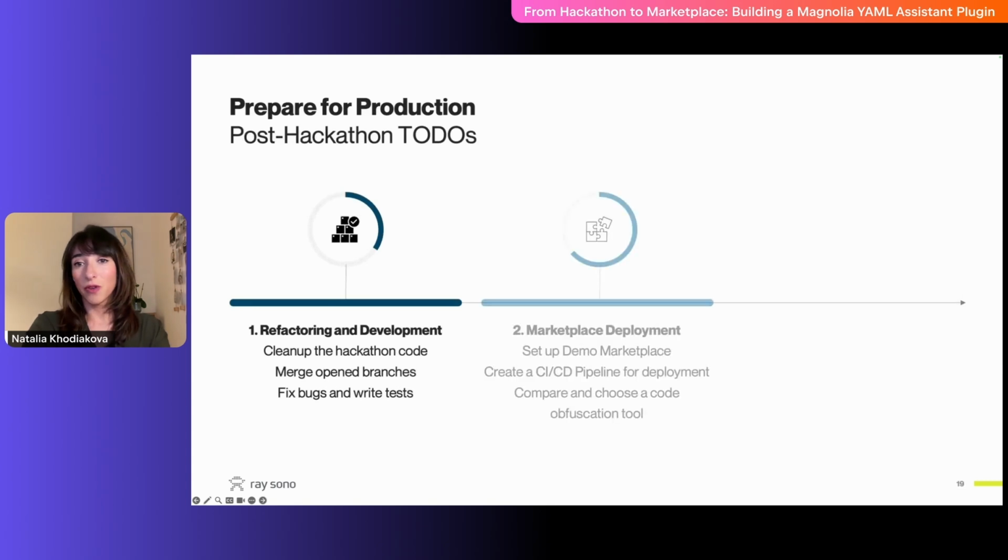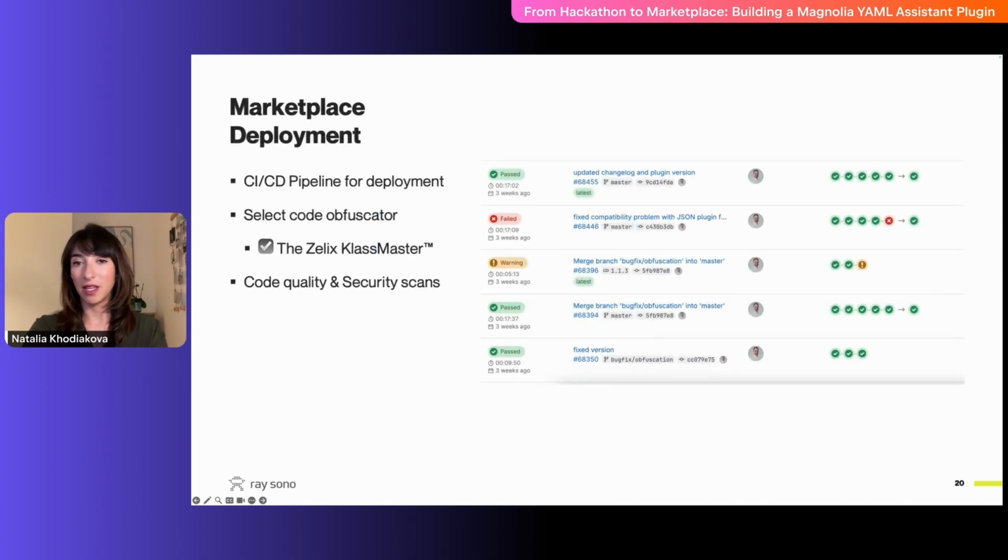While some of us focused on code improvements, another group worked on preparing the plugin for deployment. We set up a GitLab pipeline to automate the deployment process, making it easier to publish new versions quickly and consistently. We also needed to find the right solution for code obfuscation to protect our intellectual property, which involved testing different obfuscators to compare their results.